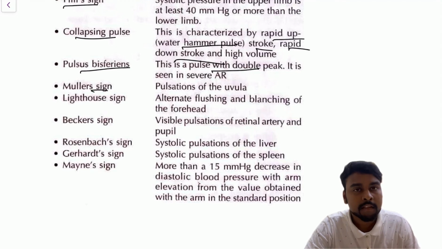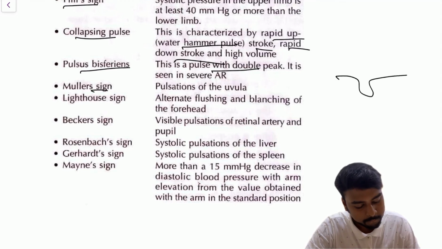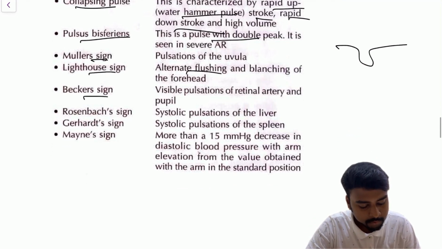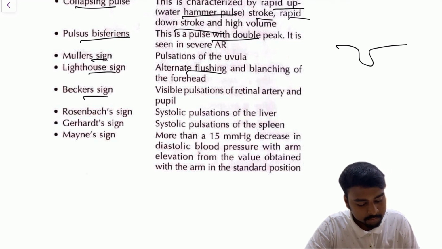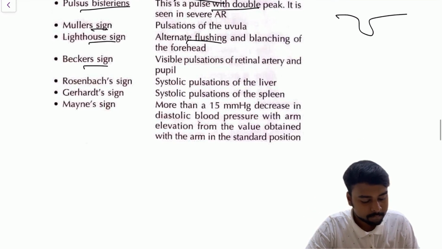What is Muller's sign? It is the pulsations of the uvula. Lighthouse sign is nothing but the alternate flushing and blanching of the forehead. Becker sign is the visible pulsations of the retinal artery, and Rosenbach sign and Gerhard sign are nothing but the systolic pulsations of the liver and spleen respectively.